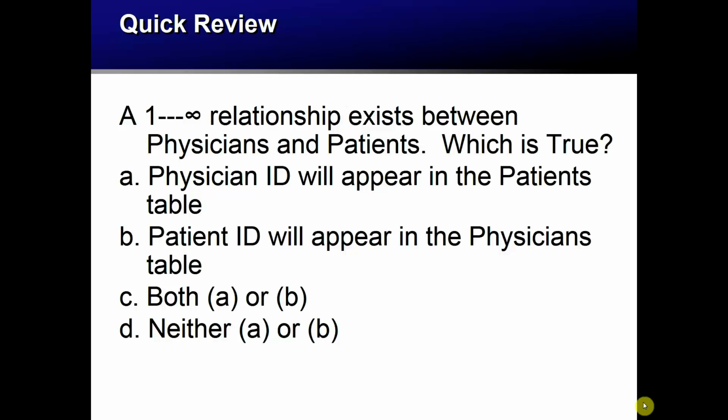Next, a one-to-many relationship exists between physicians and patients, which is true. So this is exercising a bit of your relational design knowledge. What you have to recall is that if you have a physician's table on the one side and a patient's table on the many side, the primary key from the one side is going to be added as a foreign key on the many side. That's the simplification rule for one-to-many. So in this case, a physician ID primary key on the one side would be added as a foreign key to the patient's table. So letter A is the correct answer. Physician ID will appear in the patient's table as a foreign key.